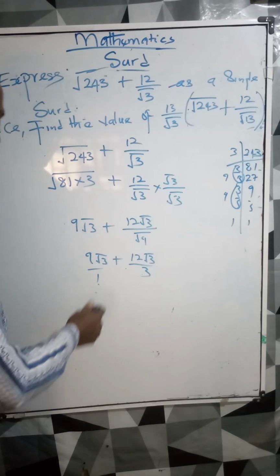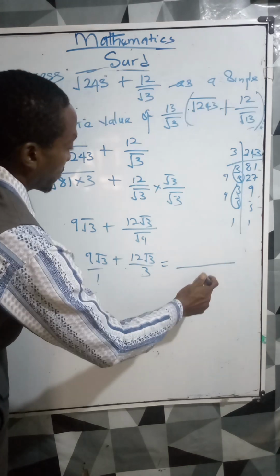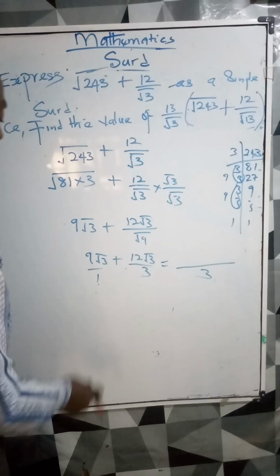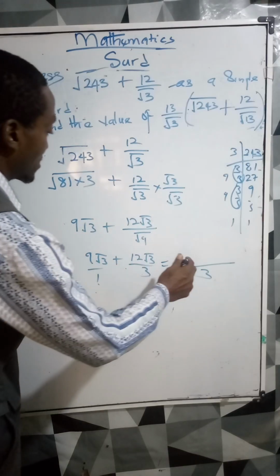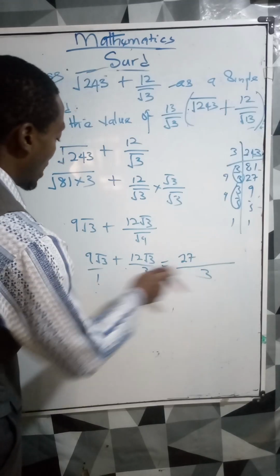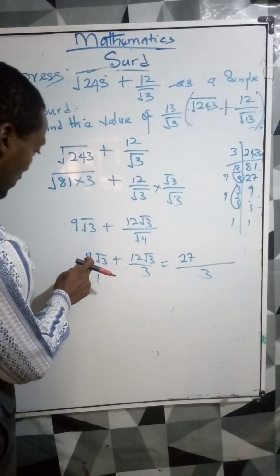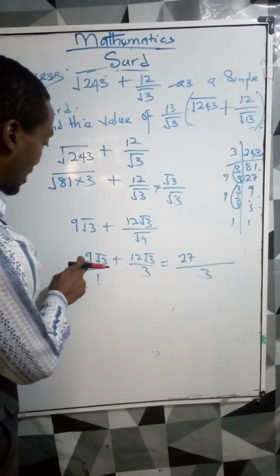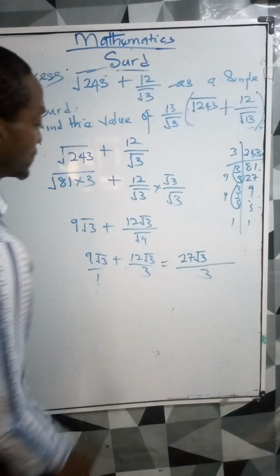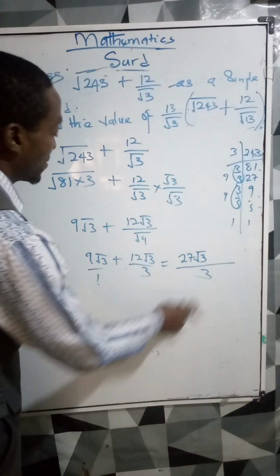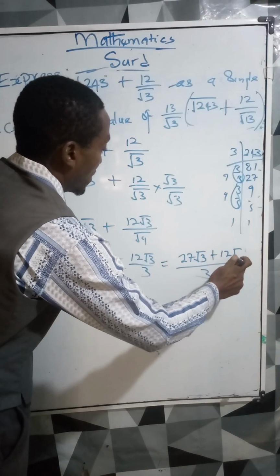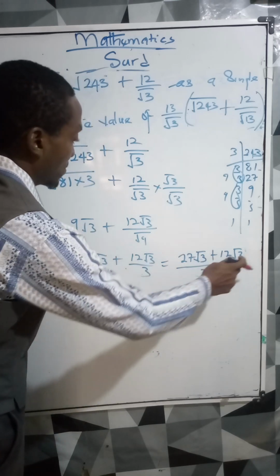At this point we'll find the LCM. Put your invisible one here. The LCM will be 3. Yes, our LCM is 3. 1 goes in 3 is 3. 3 times 9 is 27. 1 goes in 3 is 3, so we use the 3 to multiply the 9 outside, which is 27 root 3. 3 goes in 3 will give us 1. 1 times 12 will give us 12.